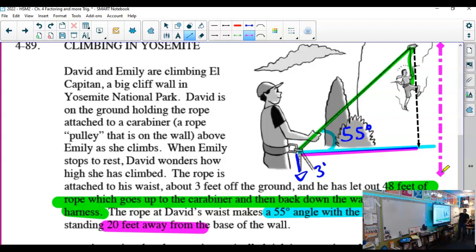48 feet of rope goes up to the carabiner and then back down. So 48 is from here to here. Can you solve for the hypotenuse right now? Yes. Do that.